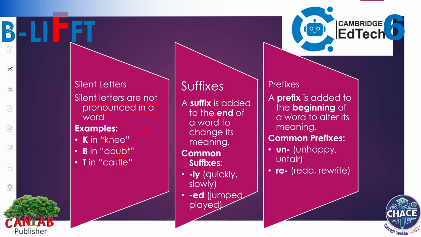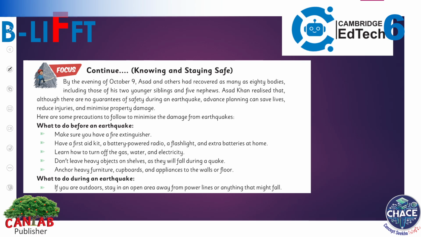And if you talk about suffixes, a suffix is added to the end of a word to change its meaning. For example, when we add ly with quick, it will become quickly, and it will become an adverb. What are prefixes? A prefix is added to the beginning of a word to alter its meaning. Commonly, we use un and re, and we add them at the start of the word to make its meaning changed.